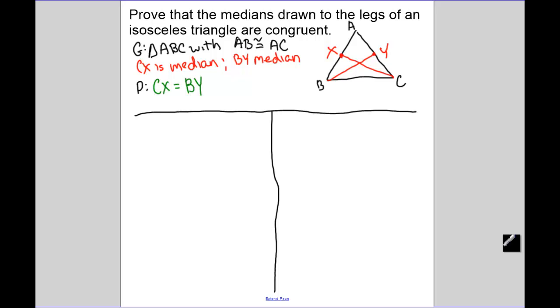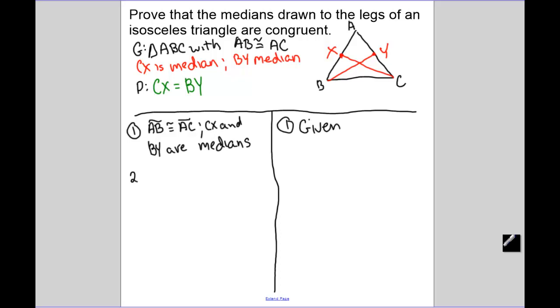Okay, first, let's start out with our given. I have AB is congruent to AC. That's the piece that tells me it's an isosceles triangle. And that CX and BY are medians. Okay, now remember where you're trying to go. You're trying to prove those red segments CX congruent to BY. Let me highlight a triangle for you guys.